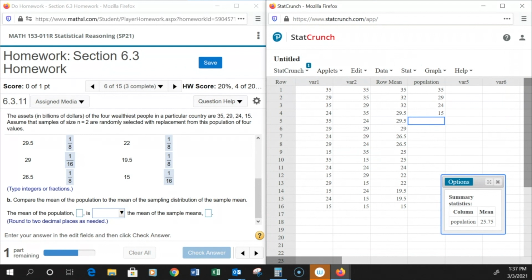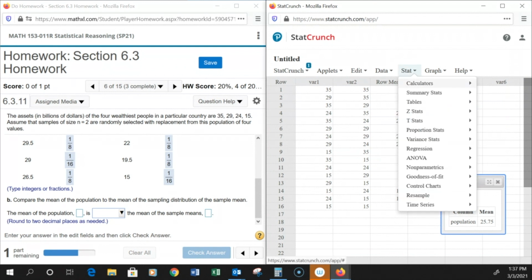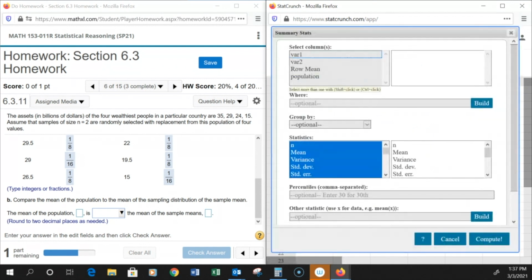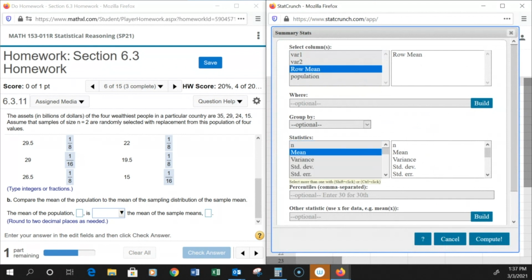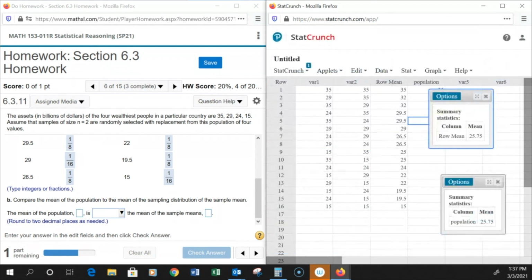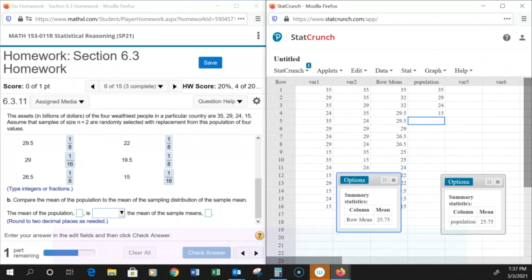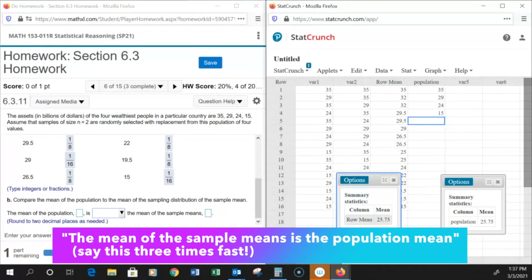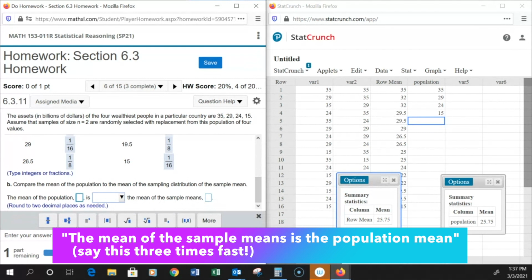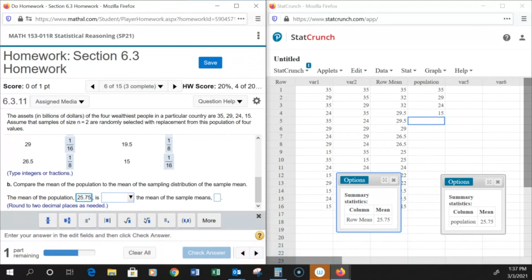What's the mean of the sample mean? So again, stat, summary stats, columns, the row mean, that's my statistic. I'm finding the mean of the means. This is that sentence I like to say. The mean of the sample means is, yes indeed, the population mean. What's the value? It's 25.75. And it is indeed equal to the mean of the sample means, which is 25.75.